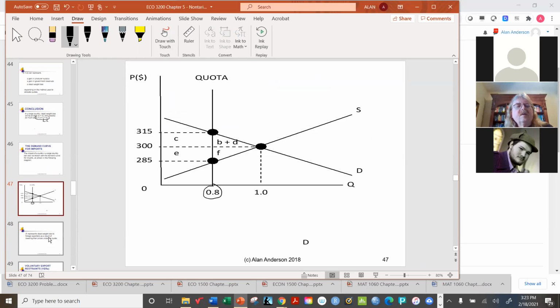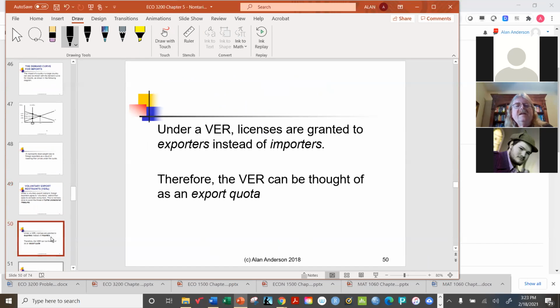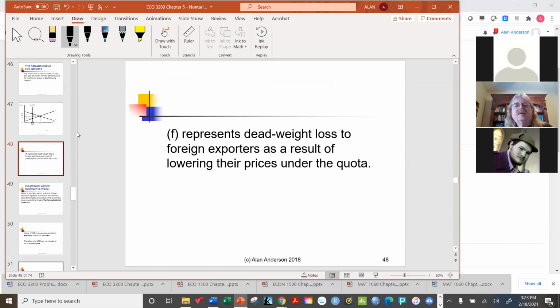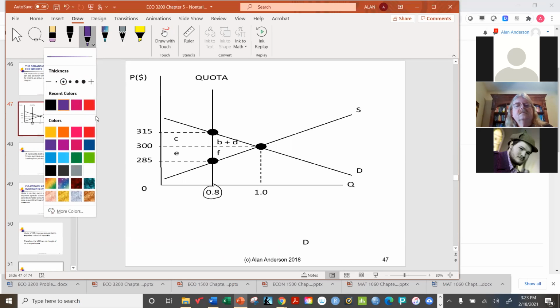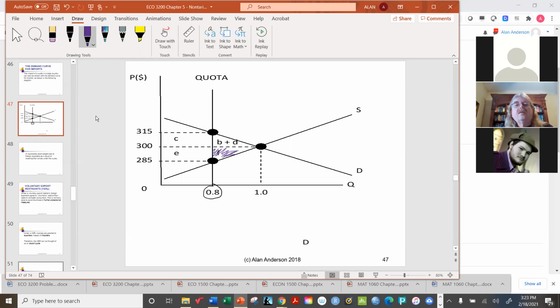And now, what do these letters represent? Well, F is the foreign loss of producer surplus. Which again, we didn't have before with a small country.